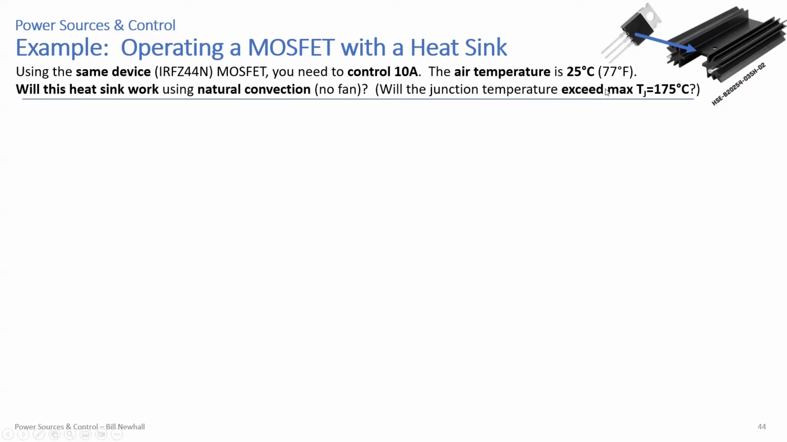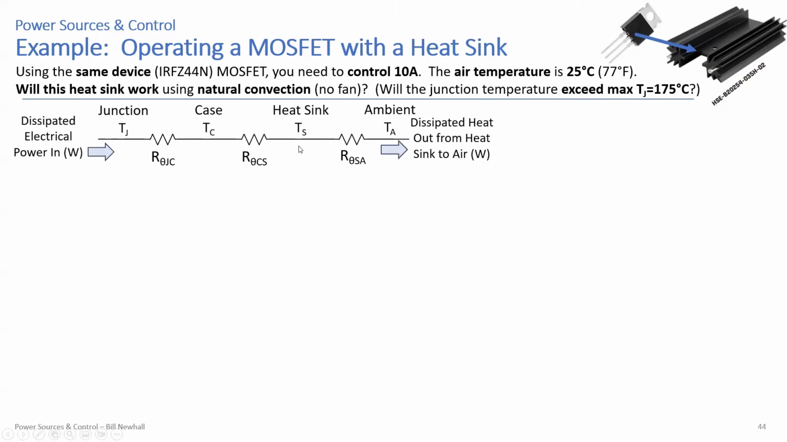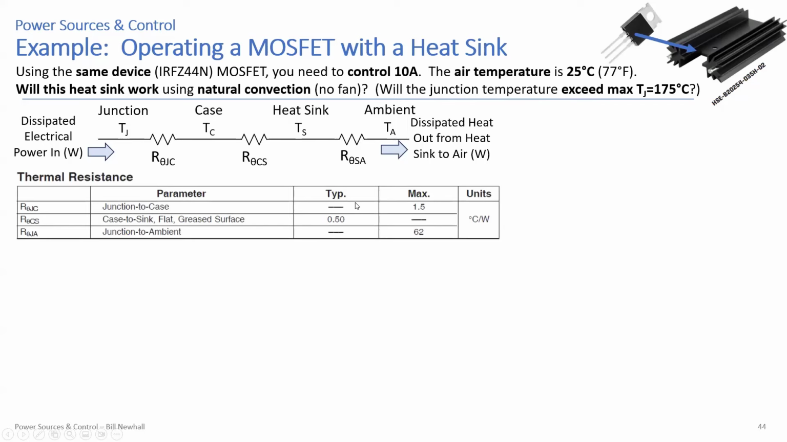So let's just use what I call the Ohm's law model here. So we have this dissipated electrical power in, a junction temperature, case temperature, heat sink temperature, and then ambient, the air temperature. And all of these thermal resistances in between: junction to case, case to sink, sink to ambient. And again, we're going to consider realistic data.